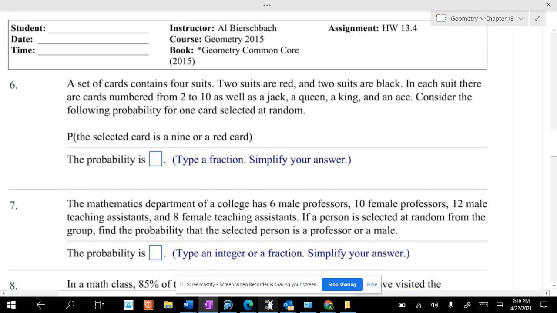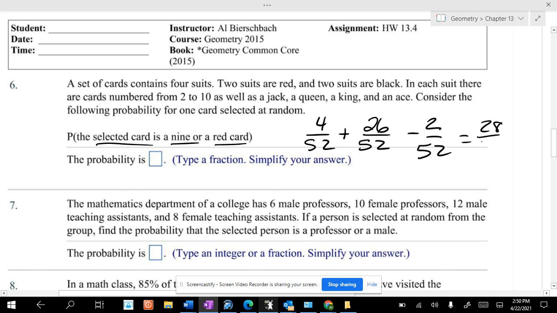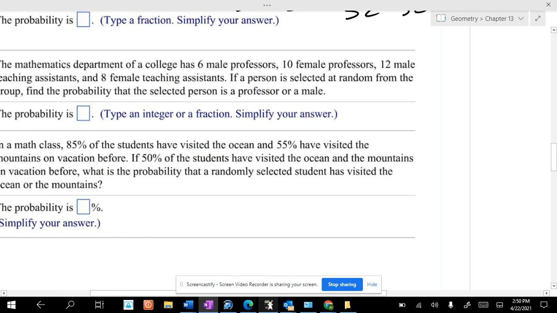All right, cards. What's the probability a card is a 9 or a red? We already did this. So the probability of a 9 or a red is 7/13 because it's 26 over 52. That's the red cards. The 9s are 4 out of 52, minus the 2 that we counted twice, is 28 out of 52, which is 7 out of 13. There we go. All right.